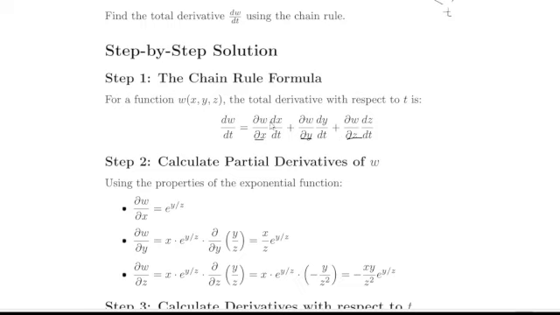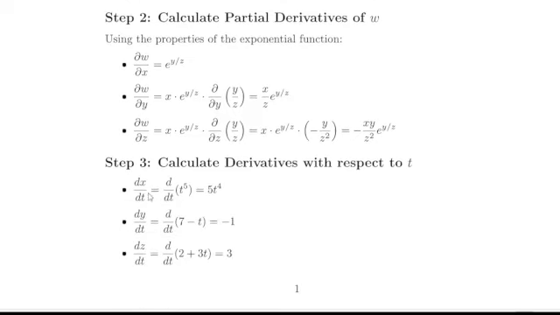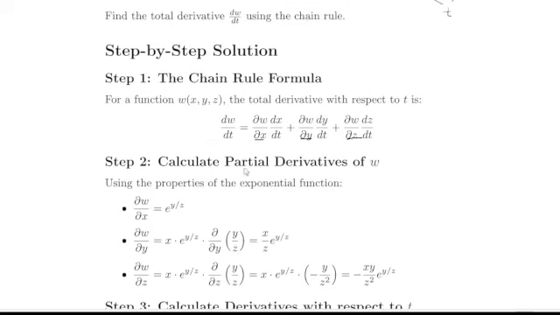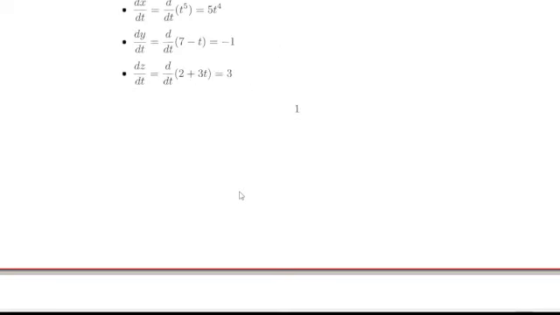So now we need to take care of the dx over dt, dy over dt, and dz over dt. So the derivative of t to the fifth is just 5t to the fourth. The derivative of 7 minus t is negative 1. The derivative of 2 plus 3t is 3. So now we've calculated all the derivatives, so we just plug them into the formula here.